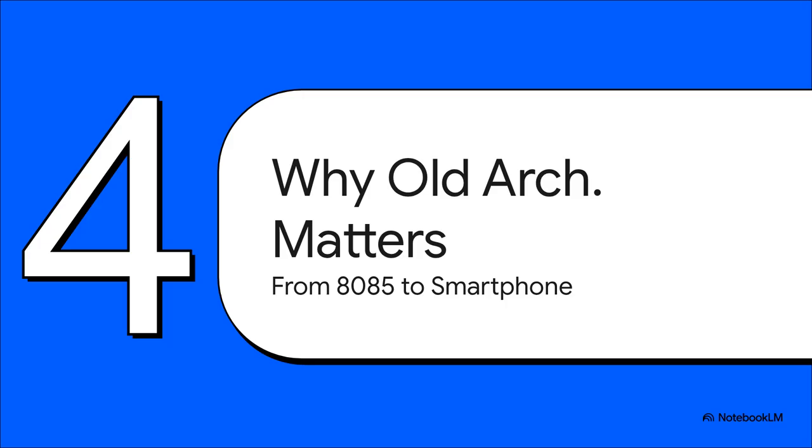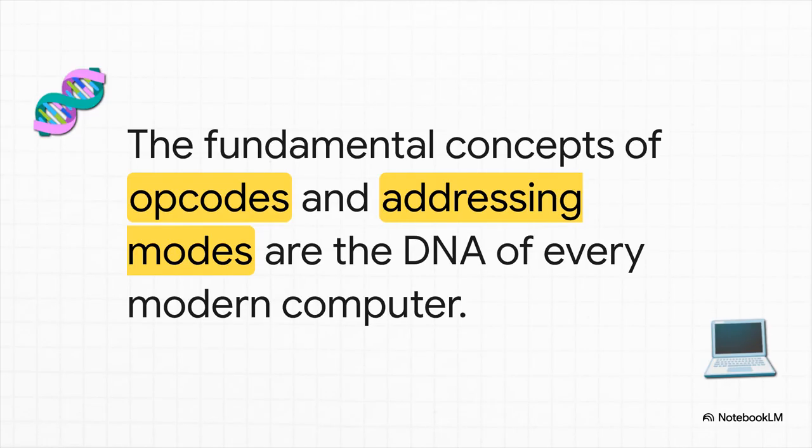So at this point, you might be thinking, okay, this is kind of cool, but why are we talking about a processor from the 1970s? I have a supercomputer in my pocket. And that's a fair question. Well, here's why it matters. These core ideas, the opcode telling a machine what to do, and the addressing mode telling it where to find the data, this is the fundamental DNA of every single computing device today, from your smartwatch to the biggest data centers in the world. The recipes are way more complex now, for sure, but the chef is still following the same basic principles.